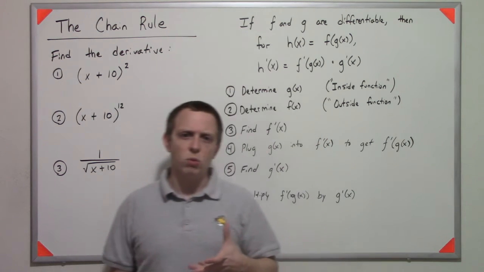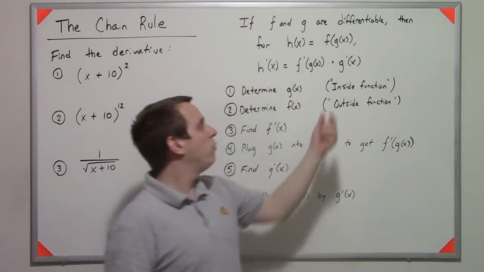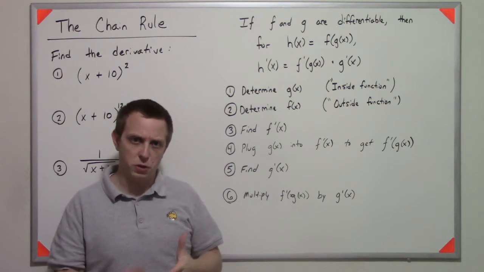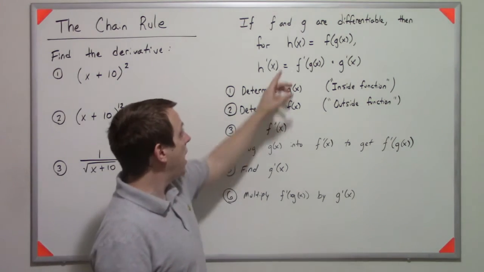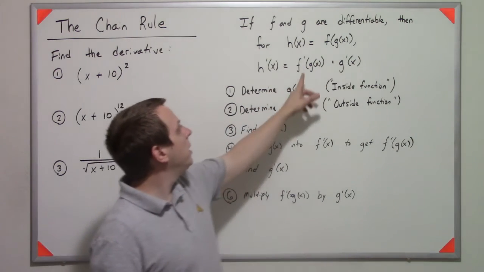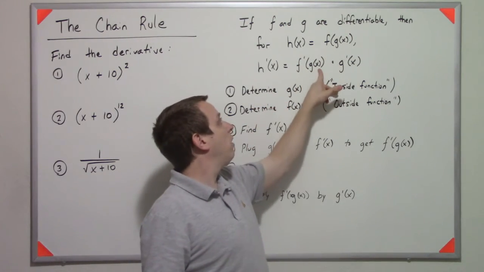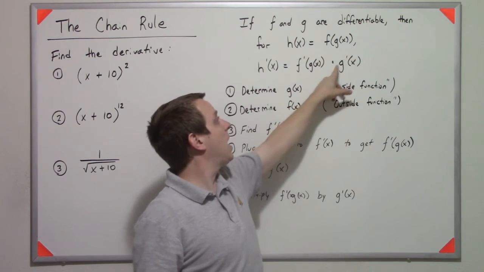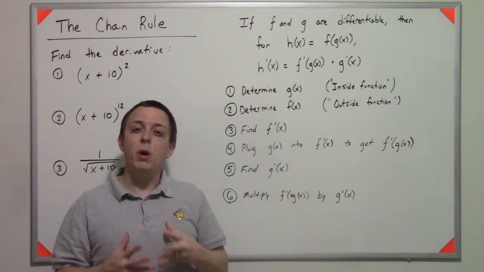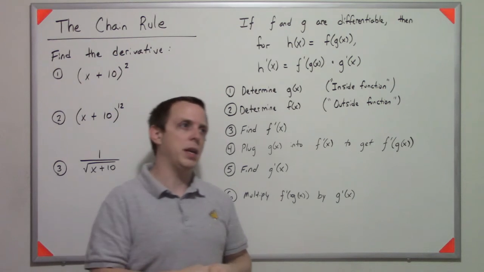Now, the idea of the chain rule is to say that if I have two functions, and I have one kind of jammed inside the other one, this is what's called a composition of functions. Then to take the derivative of that composition, it's the derivative of that outside function evaluated at the inside function times the derivative of the inside function. Now that's a little kind of messy, but I'm going to outline an algorithm that you can follow to give you an understanding of what's happening here.